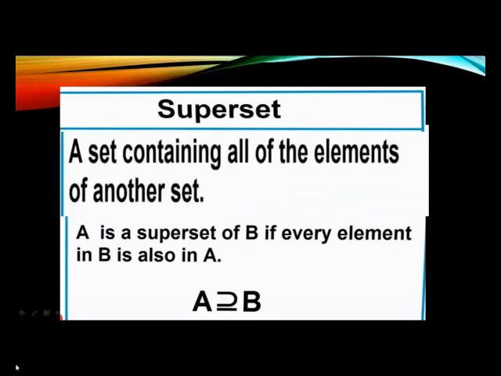Superset: a set containing all of the elements of another set. It means set A is a superset of B if every element in B is also in A. If we compare the two sets A and B and observe that all the elements of B are also members of set A, we write A is a superset of B. For superset we use this symbol we already discussed.